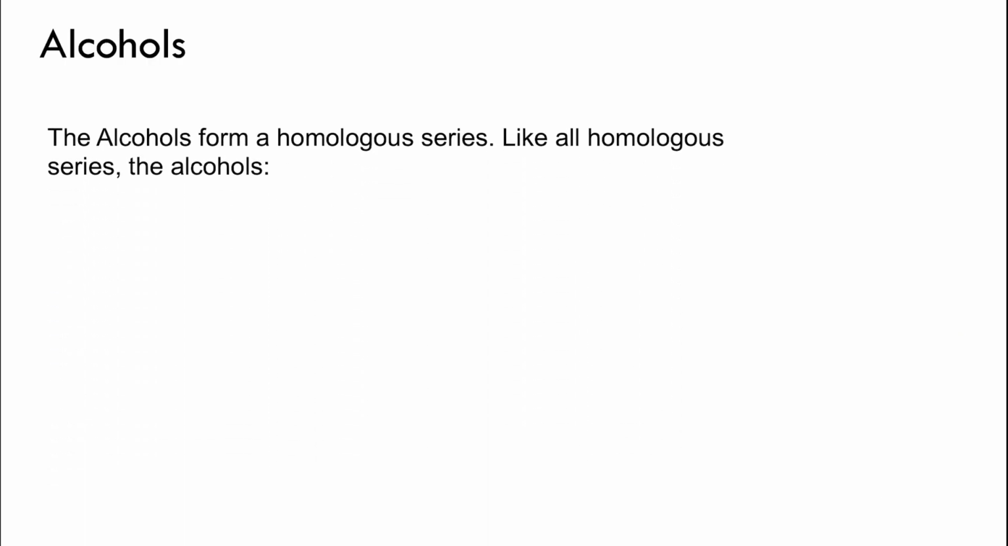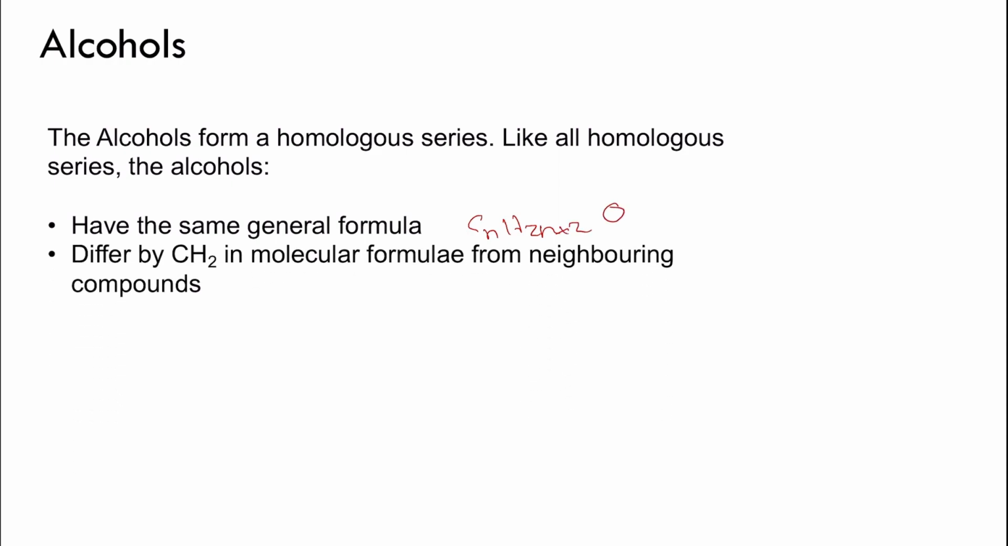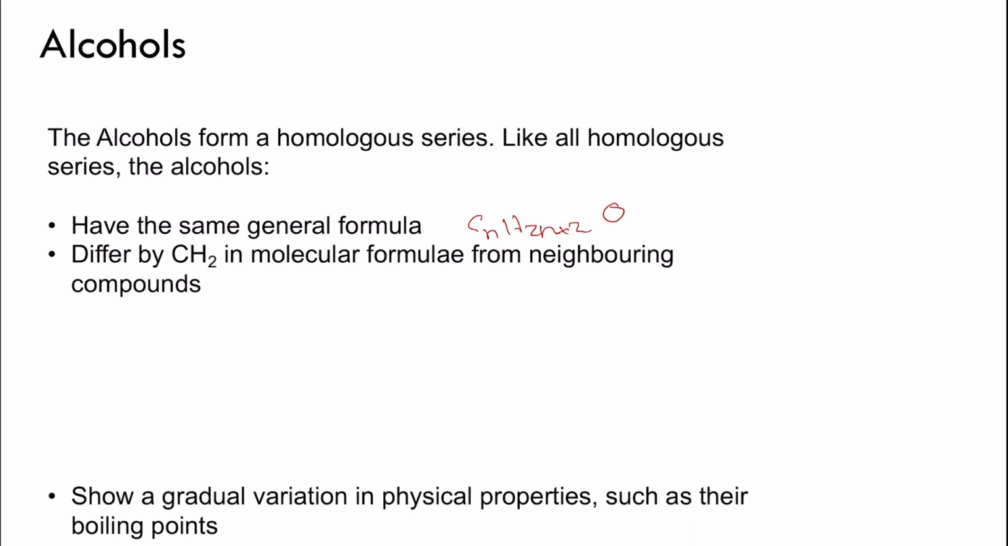Alcohols form a homologous series in the same way as alkanes and alkenes. A homologous series all have the same general formula, and we know the general formula for alcohols is CnH2n+2O. They differ by CH2 in molecular formula from the neighboring compound. So the difference between methanol and ethanol is CH2, ethanol and propanol is CH2, and so on.